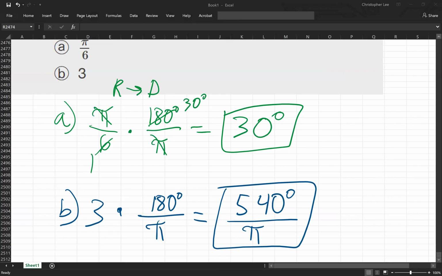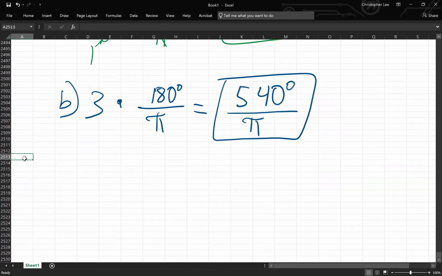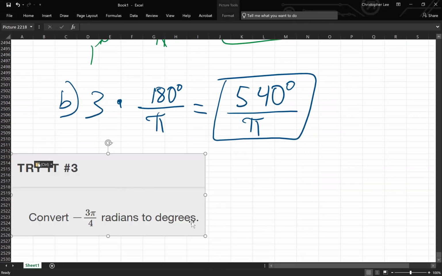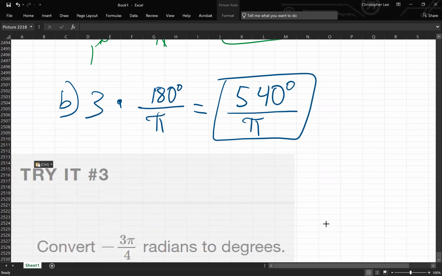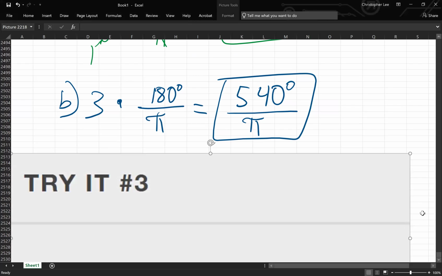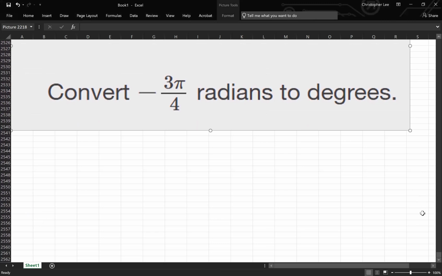Let you guys try one. Nothing crazy. You have a negative 3 pi over 4, and we want to convert that to degrees.